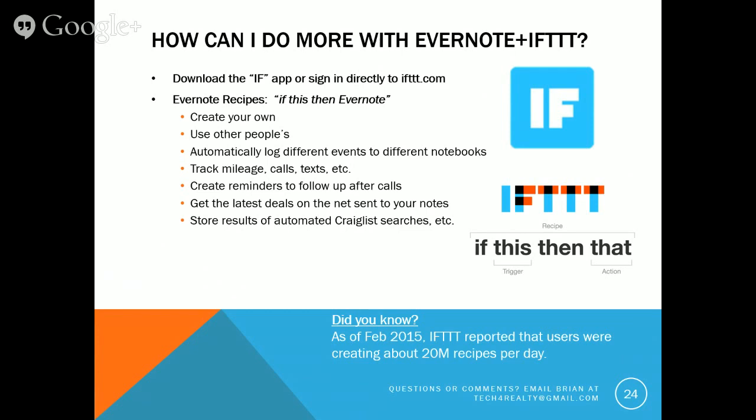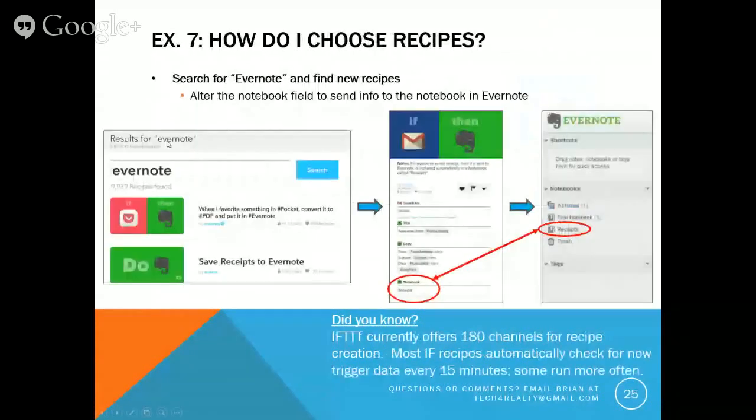You can even get the latest deals sent to you, and you can do other cool things like have automated searches of Craigslist for what you're looking for sent to your Evernote notepad, so you can go through today's latest deals on Craigslist. It does that automatically, and that's what I'm going to show you how to do in a moment. First, though, let me show you how to find recipes that other people have made.